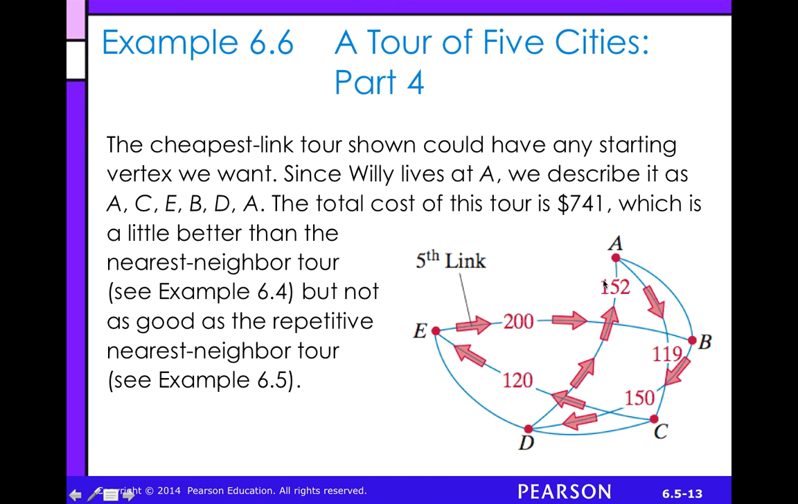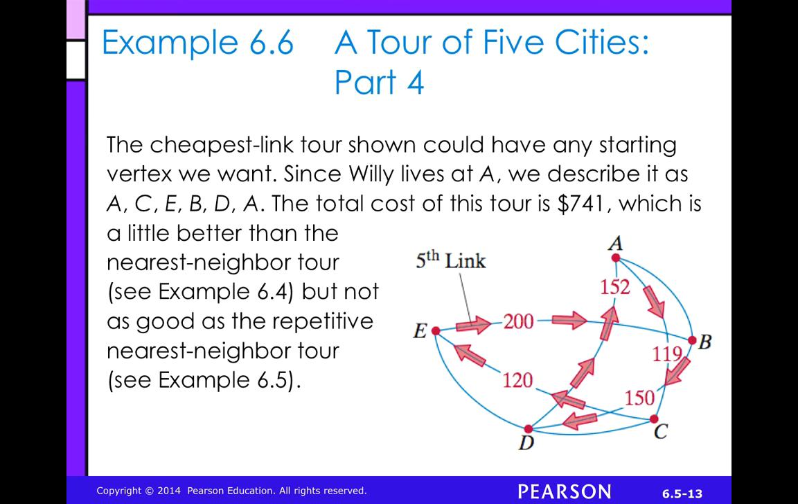So here is the overall path we will walk. A to C, C to E, E to B, B to D, and back to A. That is the cheapest link tour. The total cost of this tour is $741, which, if you remember our previous example where we did nearest neighbor, is a little bit better than nearest neighbor. But it's not as good as repetitive nearest neighbor. Repetitive nearest neighbor gave us $722 or something, if I remember correctly. So anyway, it gave us a good tour, but certainly not the best tour.